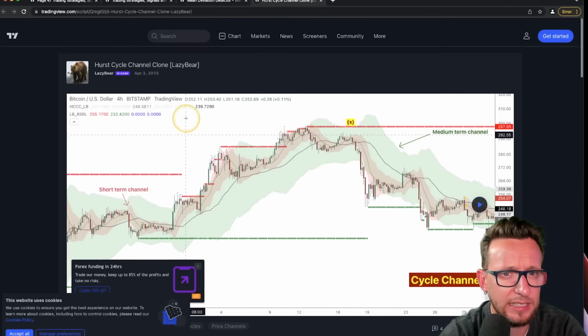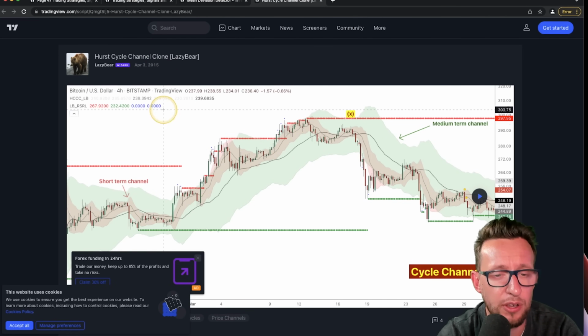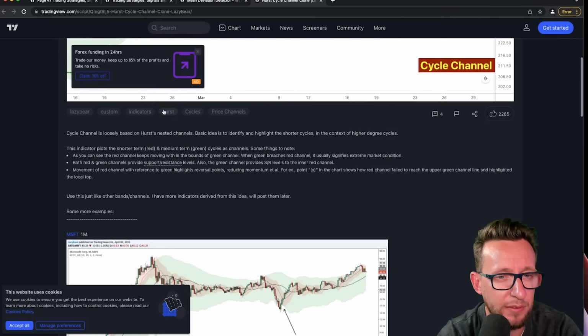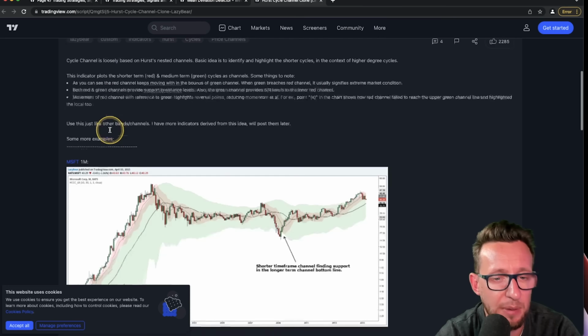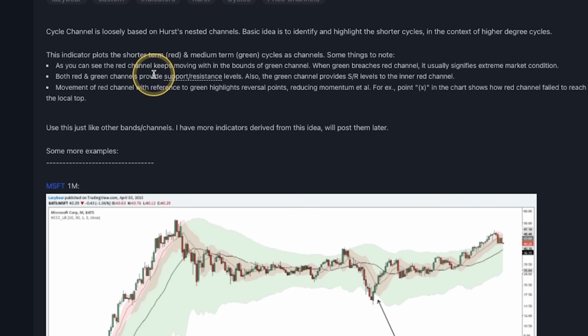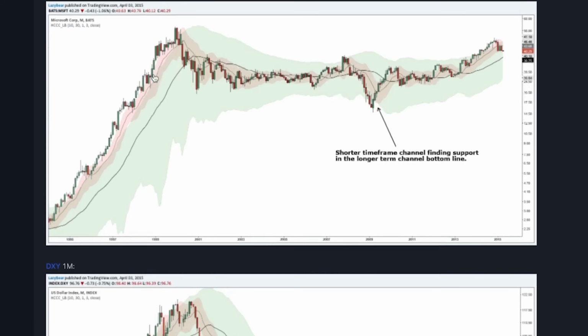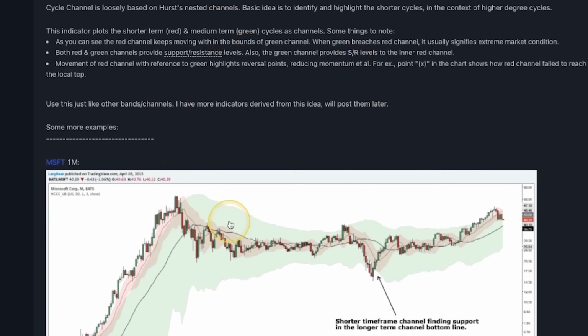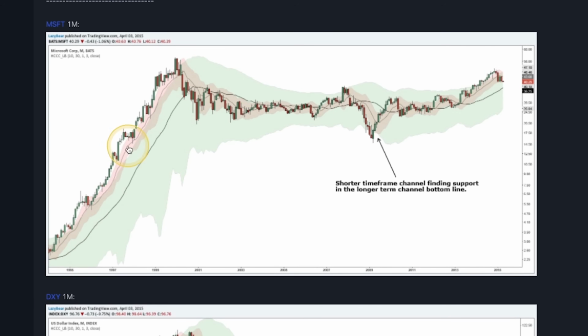And our last one is this Hurst cycle channel clone by Lazy Bear, one of my favorite developers on TradingView. This one's made by him, but inspired obviously by the Hurst channel. By looking at the diagrams and all of his description here, he believes that these are creating supports and resistance as they're bumping around and moving up and down.